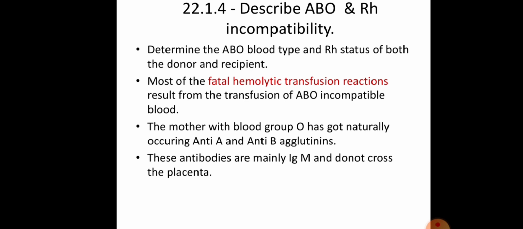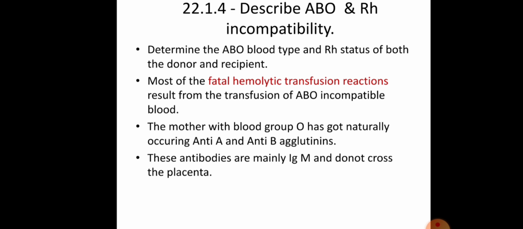Now, here is how you will determine the ABO and RH incompatibility. We will deal with it in detail. Determine the ABO blood group and RH status of both the donor and the recipient. Most fatal hemolytic transfusion reactions result from the transfusion of ABO incompatible blood.